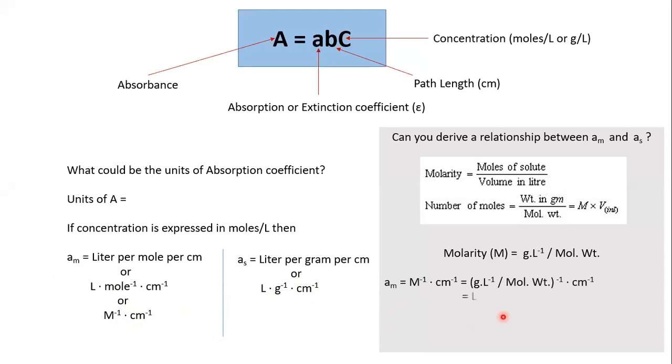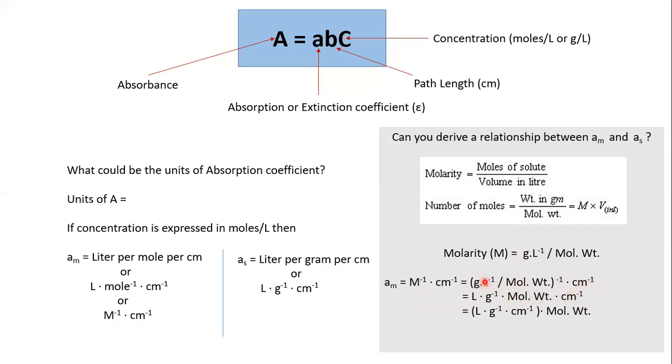Can I write it like this? See, as is written over here, the molar absorption coefficient is given in terms of molarity inverse, centimeter inverse. Moles per liter is nothing but molarity. So instead of writing molarity inverse, because molarity is gram per liter upon molecular weight, can I not write it as gram per liter upon molecular weight, whole inverse, times centimeter inverse?